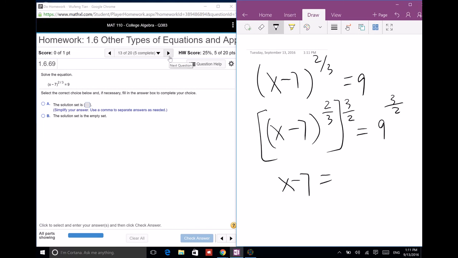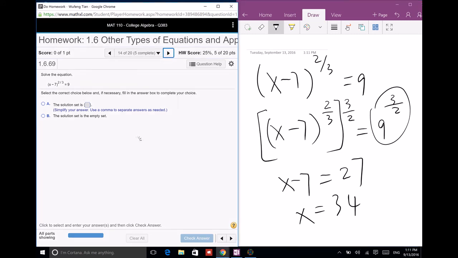The other side, you can use a calculator. You can do that. The square root of 9 is 3. The third power is 27. So x is 34. Okay, you can use a calculator to do this one. Or you can just do the square root of 9 is 3, then cube, so it's 27. Okay.